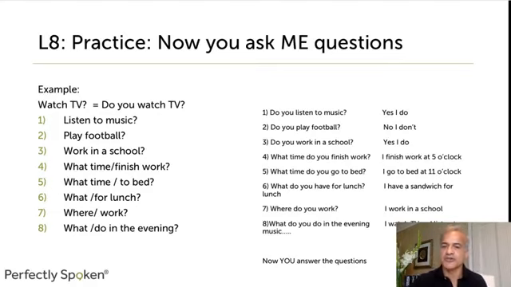What time do you go to bed? What do you have for lunch? Where do you work? What do you do in the evening?